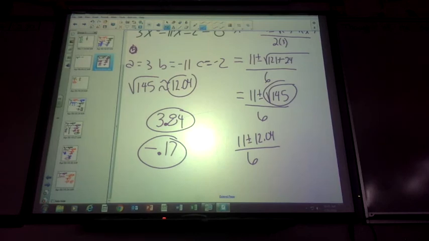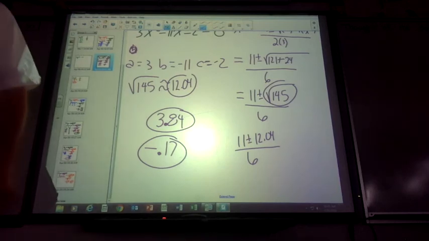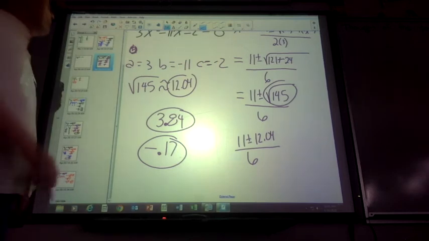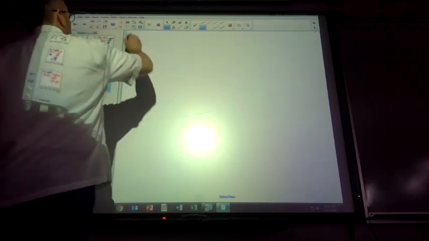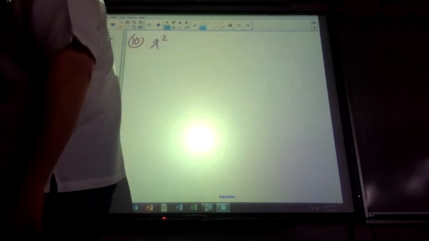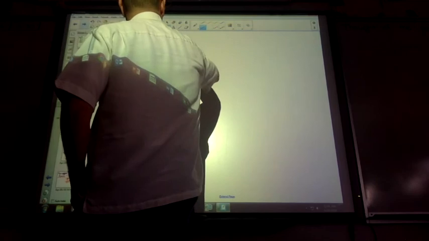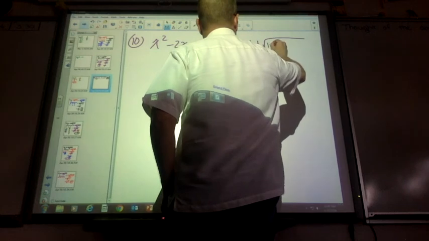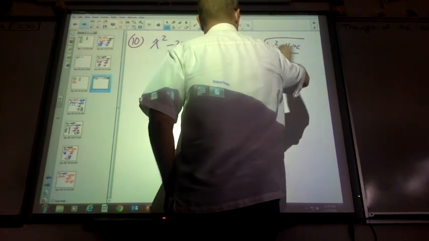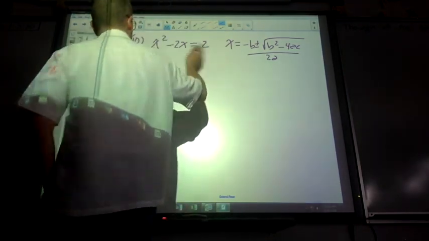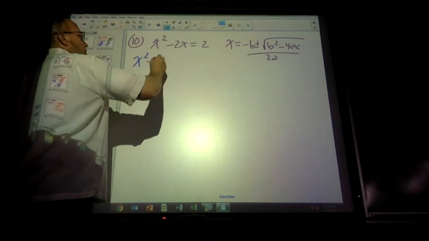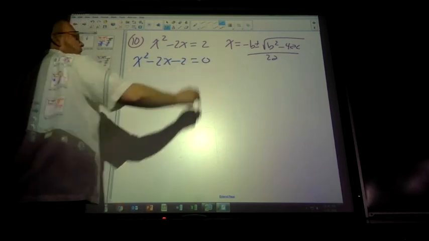Okay? One last problem I'm going to do is on the second page, number 10. So we get x squared minus 2x equals 2. So we know that x is equal to negative b plus or minus the square root of b squared minus 4ac all over 2a. Is this equal to 0? No. What should we do to make it equal to 0? Subtract 2. So this is what we need to base it on. Does everyone get that?